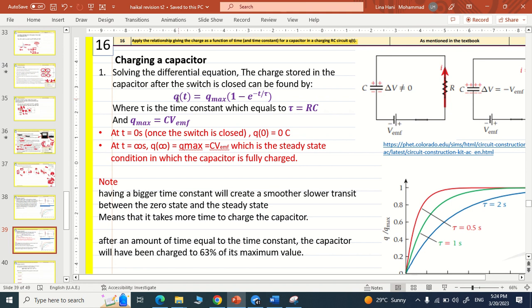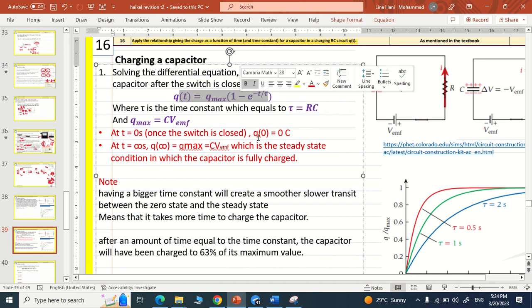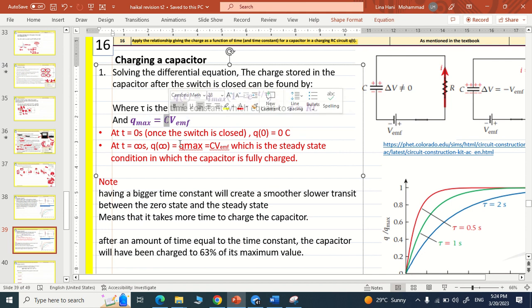If you want to find the amount of charge accumulated on the capacitor at any moment, we use this equation. Qt, which is the amount of charge on the capacitor as a function of time, is equal to Qmax, which is the maximum amount of charge a capacitor can hold. Of course, that depends on its capacitance. Remember that Qmax equals C times VEMF. So the larger the capacitance, the more charge it can store. Also, don't forget it's multiplied by the voltage source connected with the capacitor.